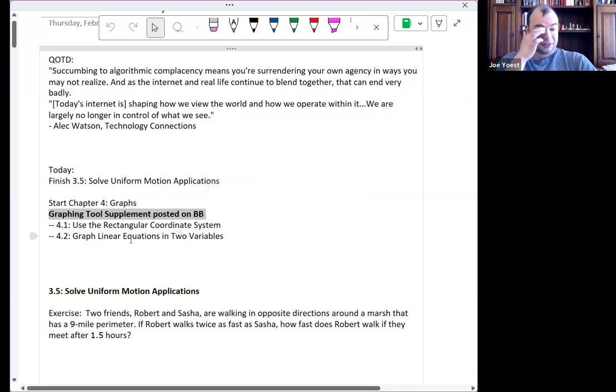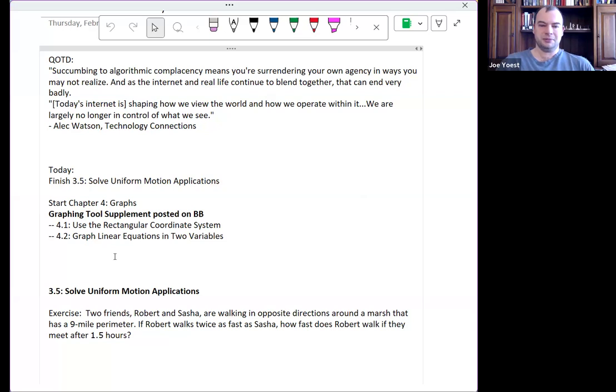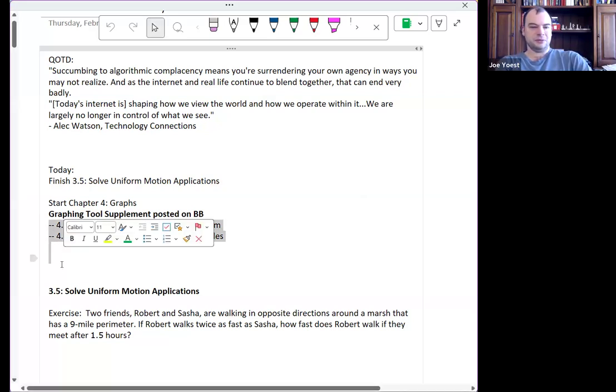So on Blackboard there's a new tab called supplemental material. There's a supplement on the graphing tool. The graphing tool can have a little bit of a learning curve to use. So that PDF goes through some examples and shows you how to use that graphing tool on WebAssign for the homework. And then just start into 4.1 and 4.2. So that's the plan for today. And then next time we'll just continue on with chapter 4.